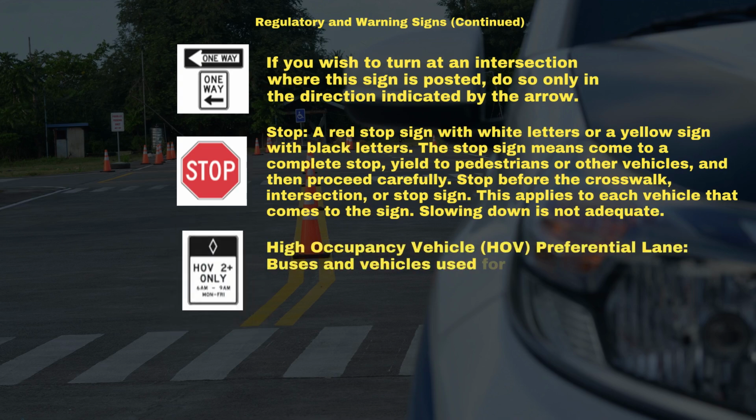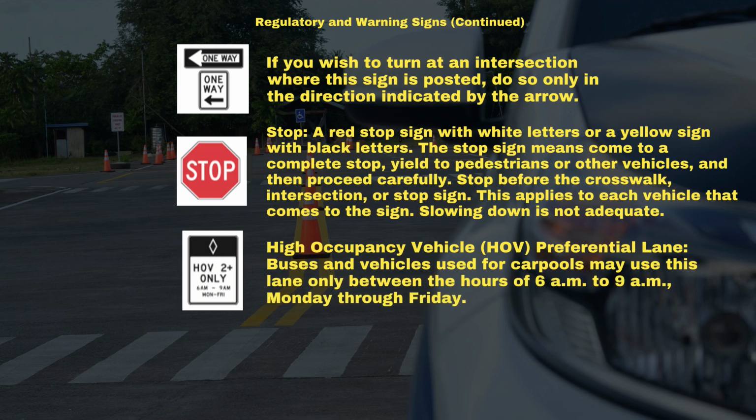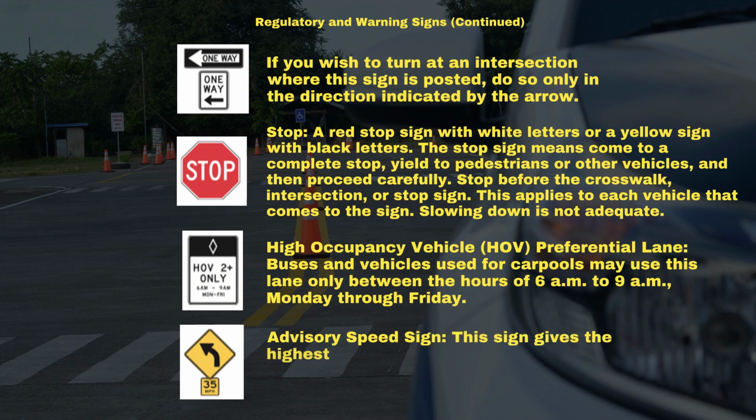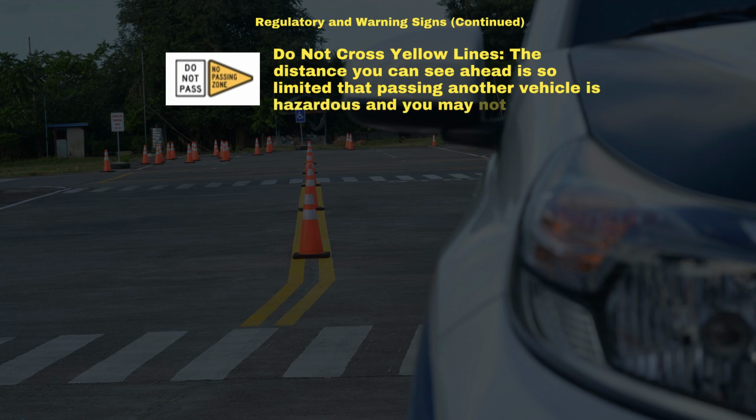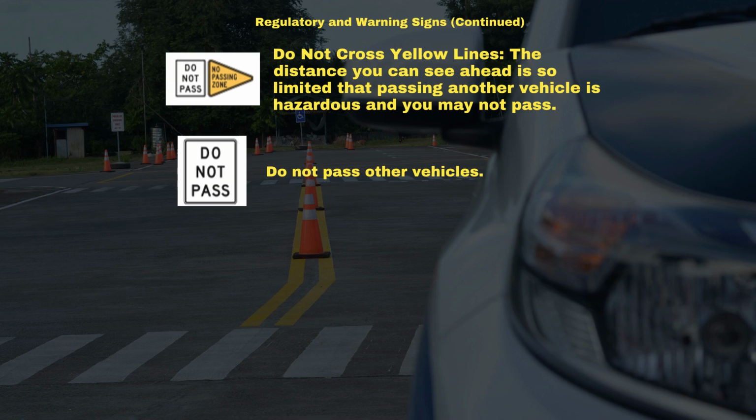High occupancy vehicle HOV preferential lane. Buses and vehicles used for carpools may use this lane only between the hours of 6 a.m. to 9 a.m., Monday through Friday. Advisory speed sign. This sign gives the highest speed which you can safely travel around the curve ahead. Do not cross yellow lines. The distance you can see ahead is so limited that passing another vehicle is hazardous and you may not pass. Do not pass other vehicles.